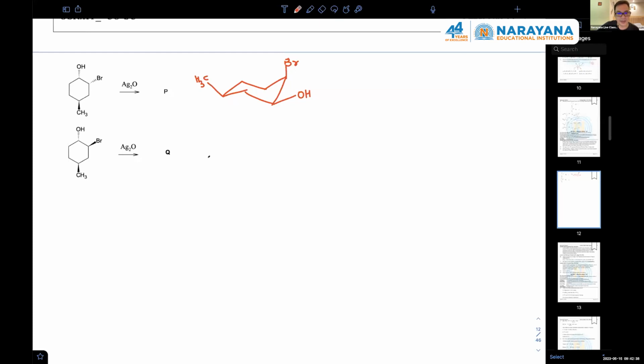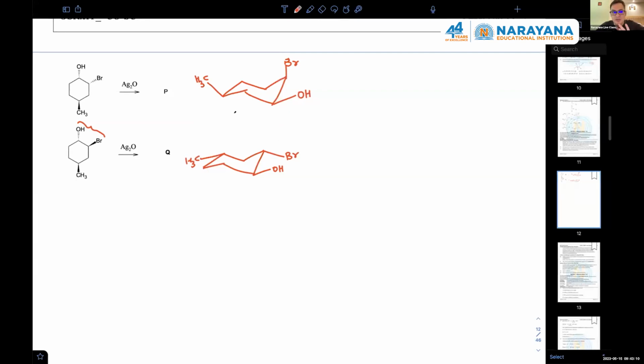Another one I'm writing here, this is the chair conformation again. Here I'm writing this Br. Oh no, this time Br and OH are in the trans condition. One is a wedge, one is a dash. So Br is now equatorial down. This is equatorial up. And this Br and methyl are in a cis condition, so that methyl should be equatorial down. So both become down, so it becomes cis condition.